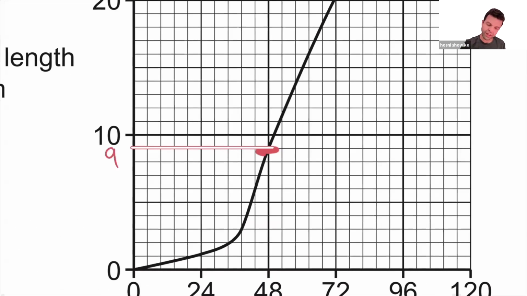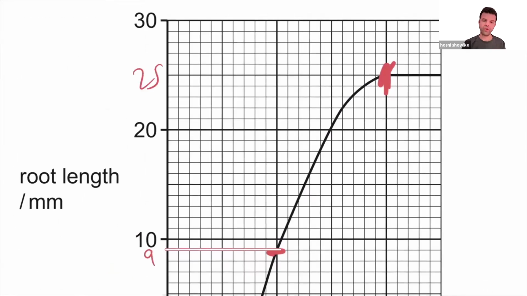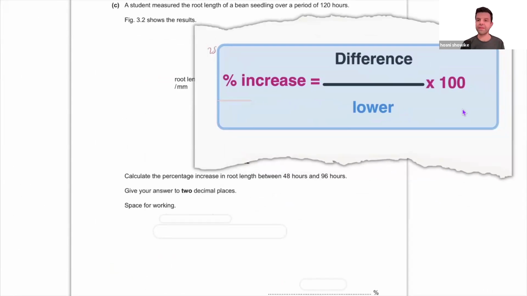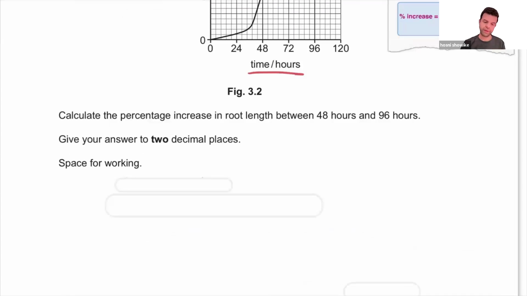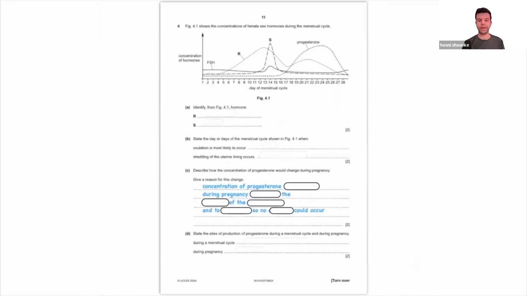So it's like 9 units of length, millimeters. And here it's 25, I should say. So I'm going to find the percentage increase. How do you find percentage increase? You're going to state the difference, say 25 minus 9, and you divide by the initial lower number times 100. So here I'm going to say the difference divided by 9 times 100. They want it to 2 decimal points. So I'm going to say 177.78. Okay, good.